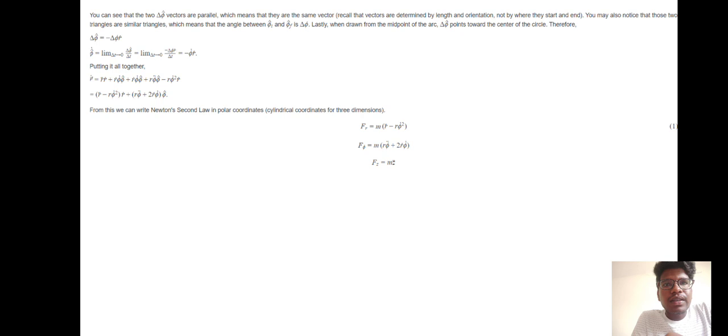from this we can derive Newton's second law in polar coordinates. Fr equals m times (r double dot minus r theta dot squared), F theta equals m times (r theta double dot plus 2 r dot theta dot).